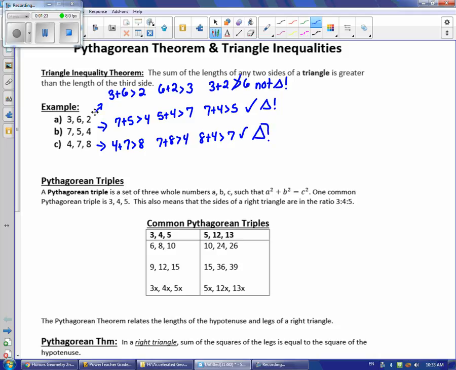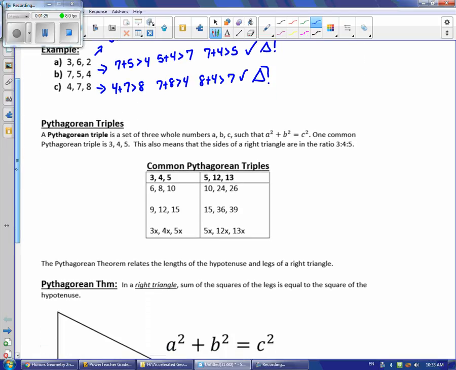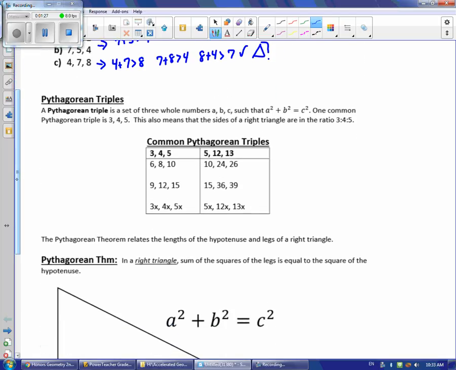All right, so now let's look at Pythagorean triples. So Pythagorean triples are sets of three whole numbers. Now they have to be whole numbers, they can't be decimals, that satisfy the equation a squared plus b squared equals c squared. One common Pythagorean triple that you guys will see a lot is 3, 4, 5. This also means that the sides of a right triangle are in the ratio 3 to 4 to 5. Okay, so 3, 4, and 5 is a very common one you will see.